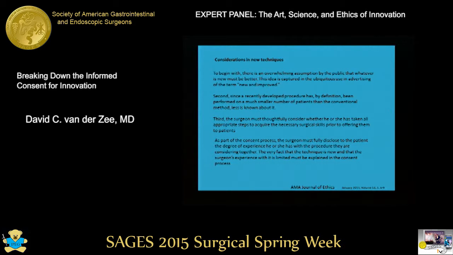As part of the consent process, the surgeon must fully disclose to the patient the degree of experience he or she has with the procedure they are considering together. The very fact that the technique is new and the surgeon's experience with its limits must be explained in the consent procedure. He must ignore the benefits to himself of performing the new procedure and focus only on those for the patient.